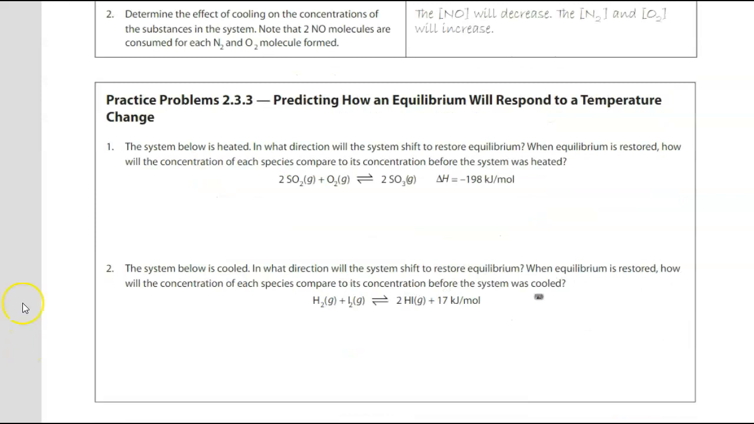I've scrolled down. I'm on the same page looking at practice problems 233 here. I recommend that you do both of these on your own in your book. Pause the video and come on back when you've answered these to see how your answers compare to mine.